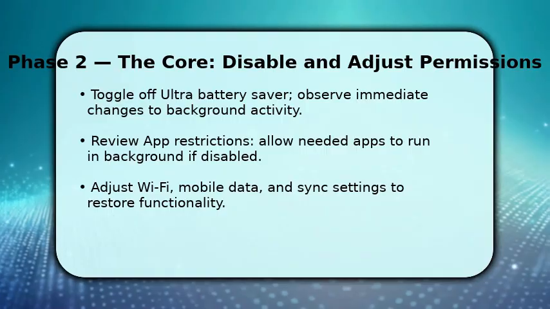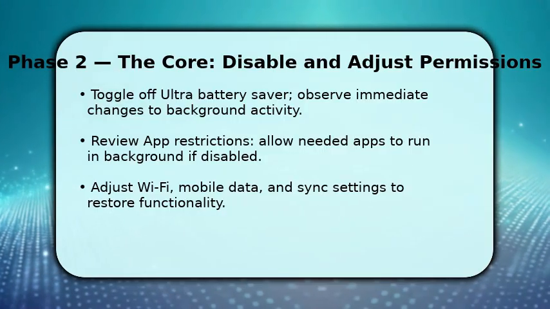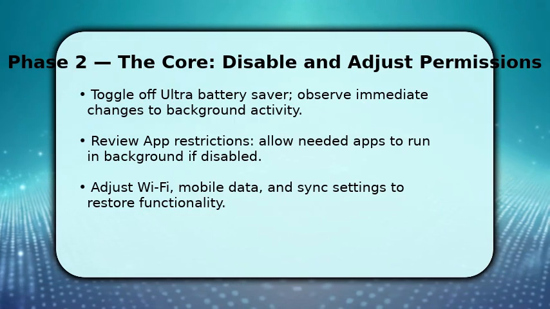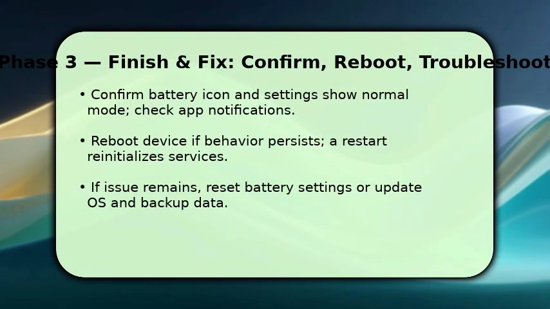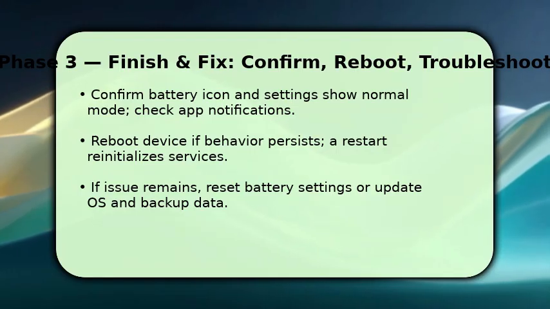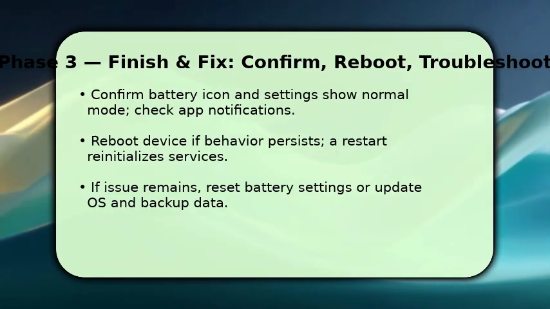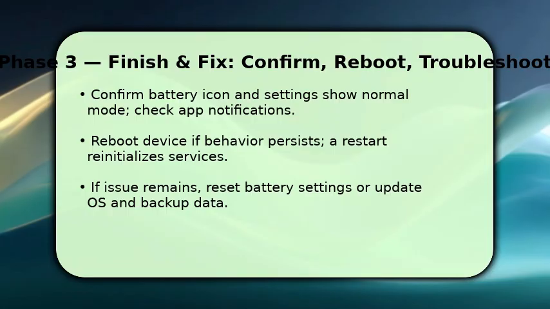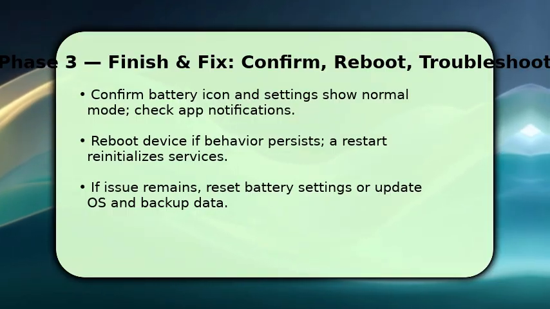You finish by confirming the battery icon and settings reflect normal mode. Check a few key apps for notifications and background refresh to verify. If things still act restricted, reboot the phone to reinitialize services. This often resolves lingering limits.